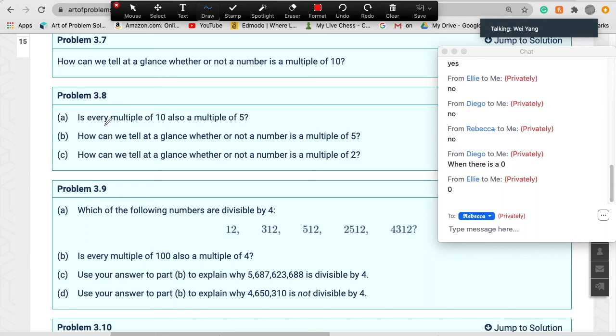3.8. Is any multiple of 10 also a multiple of 5? Is this one true?